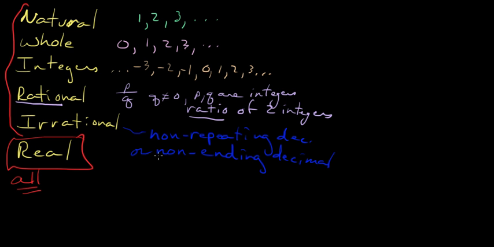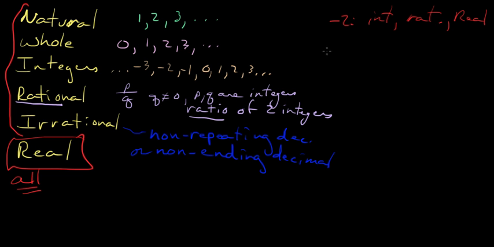So let's try a couple. Let's classify -2. First of all, is it a natural number? No, it's negative. Is it a whole number? No, it's not 0 or the natural numbers. Is it an integer? Yes, it is. Is it rational? Well, sure, if you put -2 over 1, those are two integers. It can be expressed that way. It's rational. And, of course, it's real.